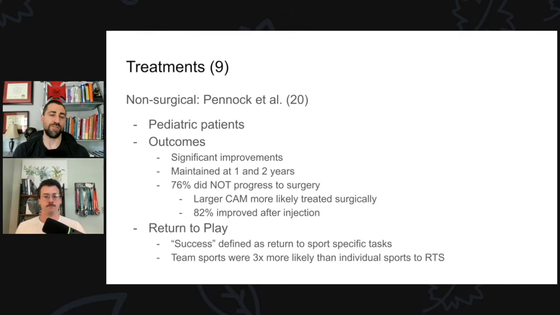So 82% of folks were able to return to play. And team sports were 3 times more likely than individual sports to return to sport. So I was a little lazy there. I didn't delve into what they meant by individual sports, but it might be something about the type of sport where folks were having a hard time getting back.